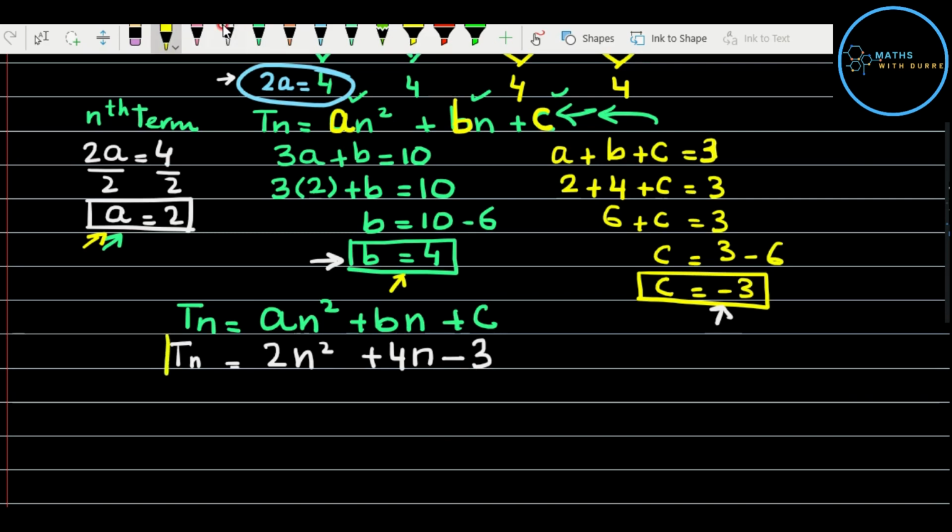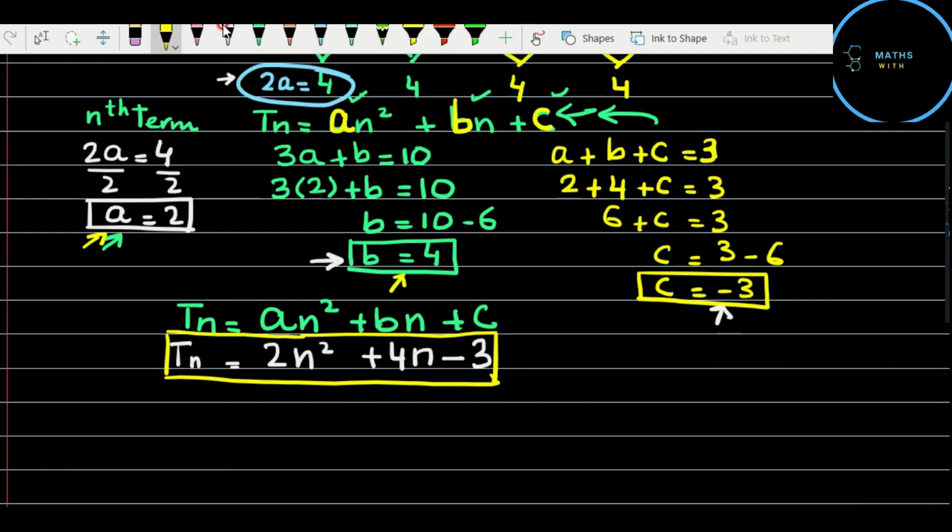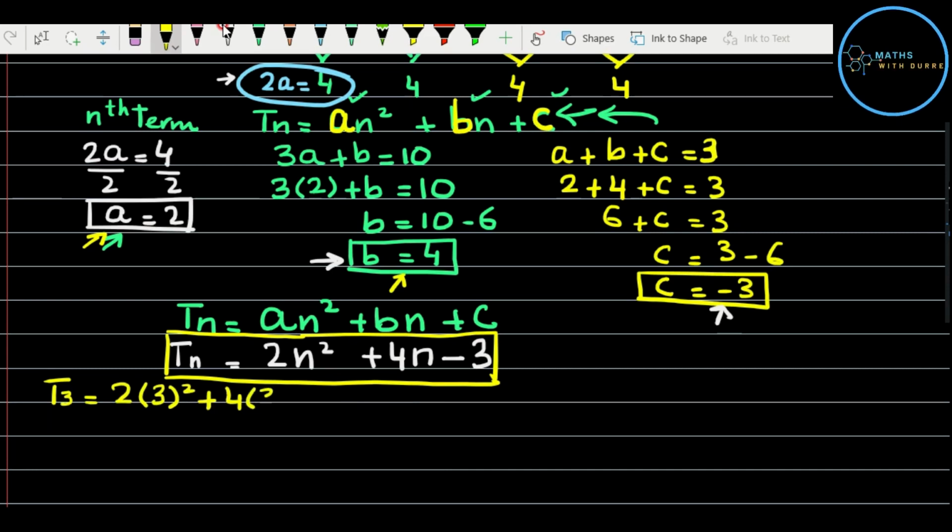But you need to cross check, is this formula correct or not? How can we cross check it? By substituting 1 and 2 or any value, and we can get back the first 2 terms or 3 terms. So let's start with the third term. It means n will be 3: 2 times 3 squared, plus 4 times 3, minus 3.